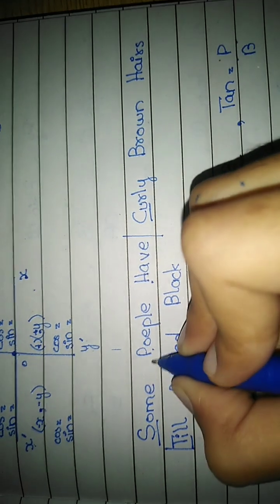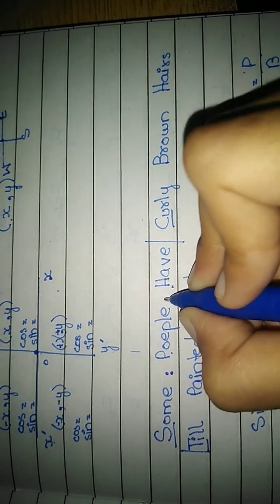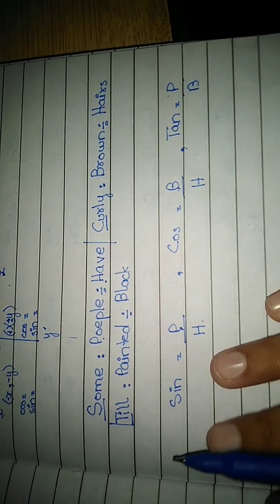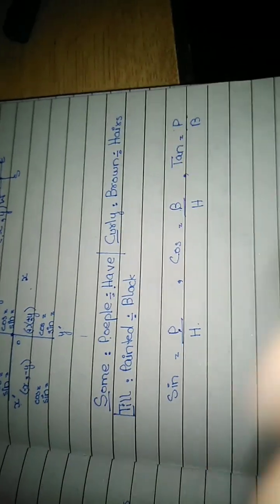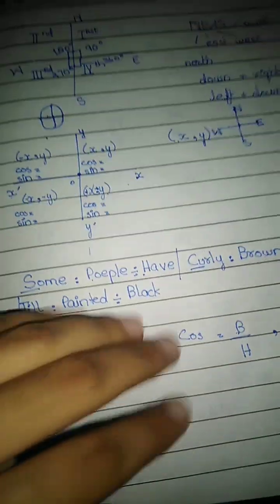What do we do? Equal, divide, equal, divide, equal, divide. This is how we can distinguish all these things with a single sentence.